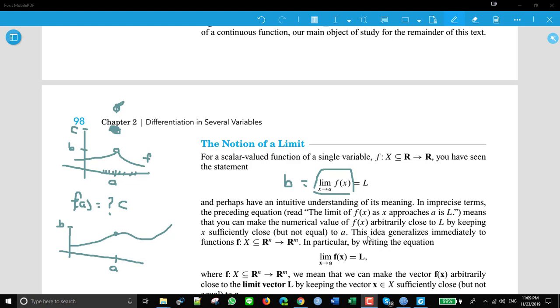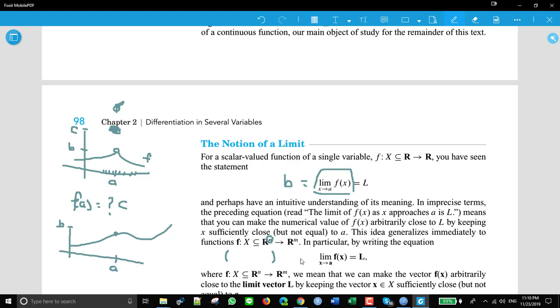The book says this idea generalizes immediately to functions from Rn to Rm. So if we're talking about a function into Rm, then we have to write it bold. And if the elements of the domain of the function are in Rn, then we have to write the x as bold also. And then we say, as x gets close to A, now this A has to be a vector, just like x is a vector. It's best not to think of vectors as arrows, but as ordered n-tuples. The input is in Rn, so we call it an n-tuple. It would have n elements in it here.